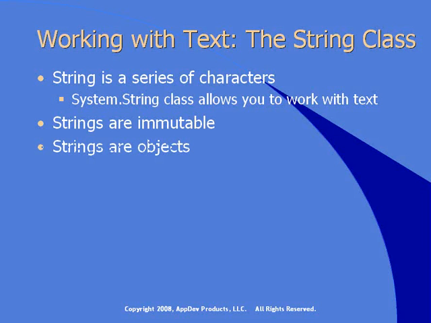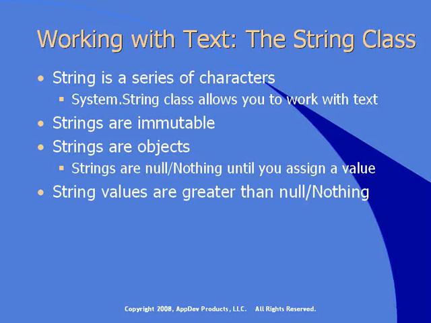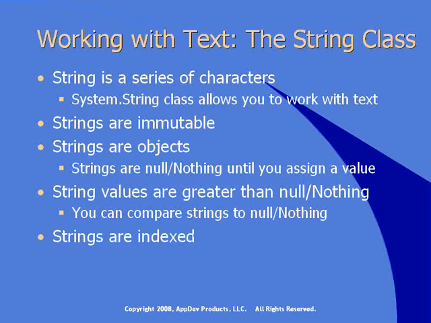Strings are also objects, which means they're null or nothing until you assign them a value, and they have properties and methods like other objects. It's also important to note that string values are greater than null or nothing. So if you compare them to null or nothing, the values always compare greater if there's something in the string. In addition, strings are indexed, and the index starts at 0. You can refer to the items in the string by position using the index that starts at 0.